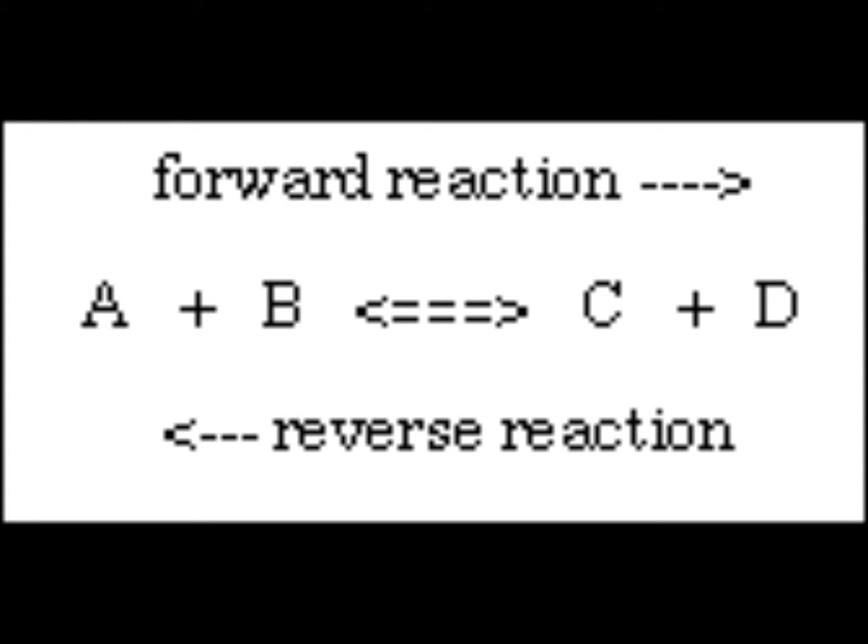If you look at the basic irreversible equation, A plus B goes to C plus D, and change it into a reversible reaction, here's what occurs. The reaction A plus B produces C plus D occurs at the same time as the reaction C plus D produces A plus B.